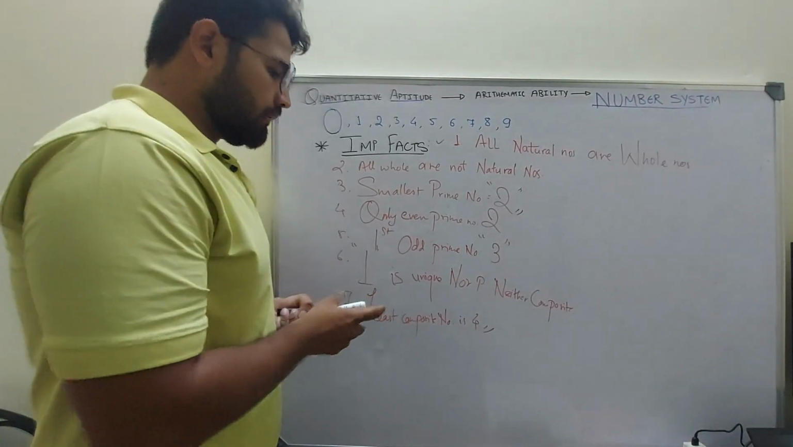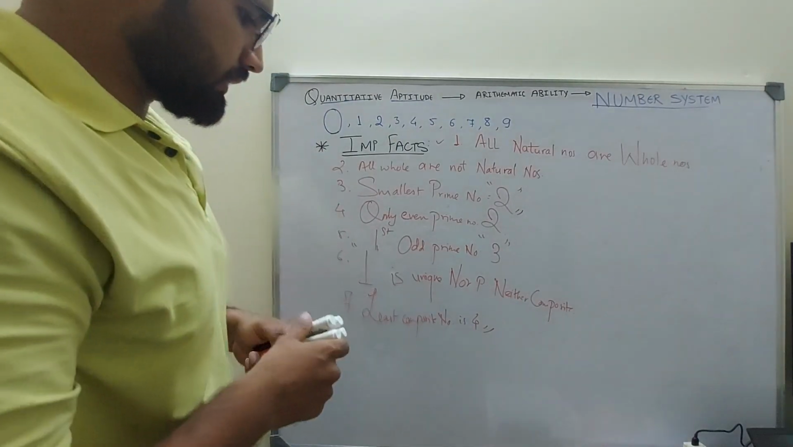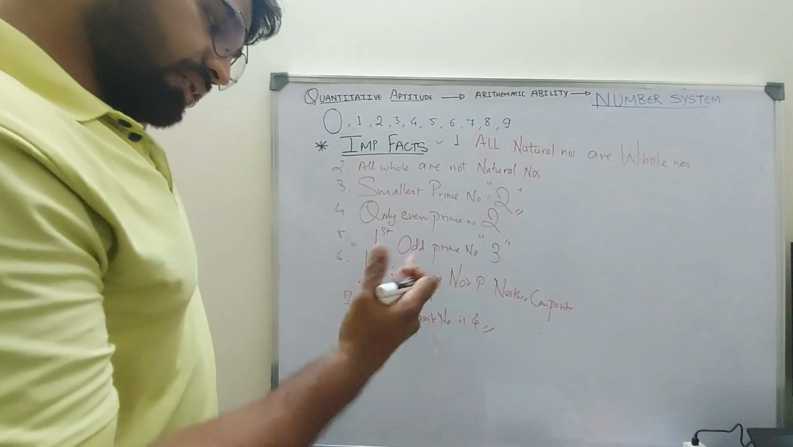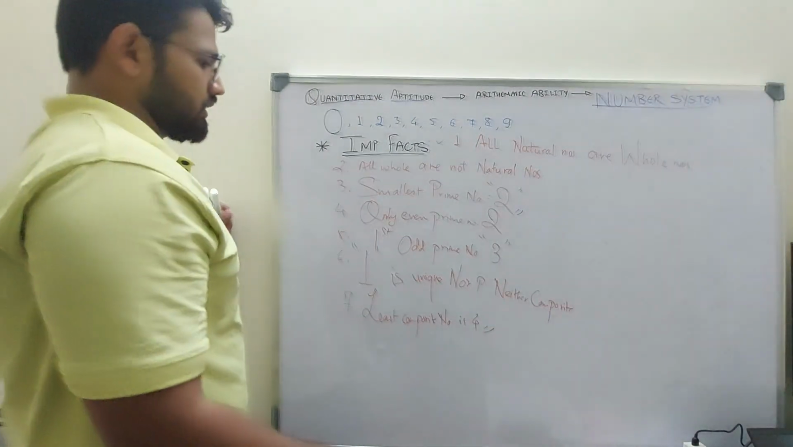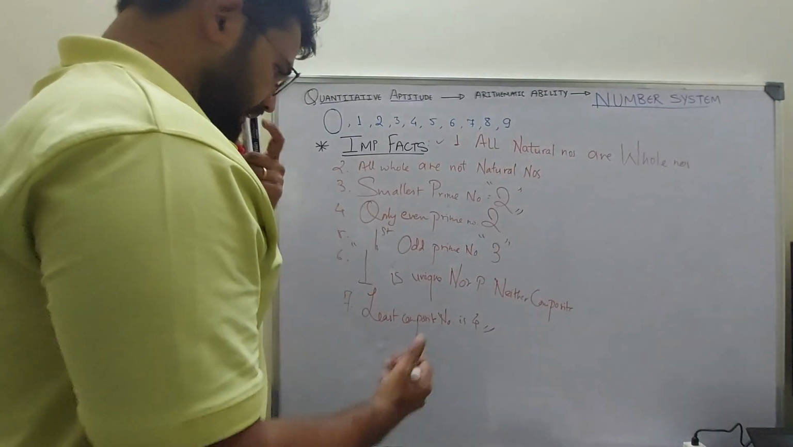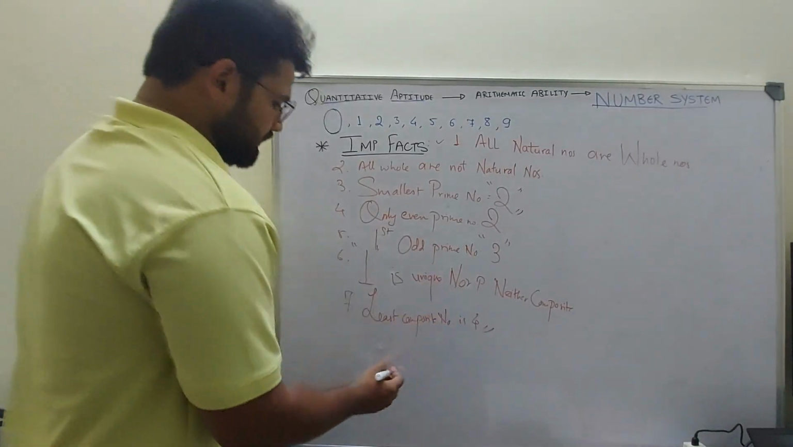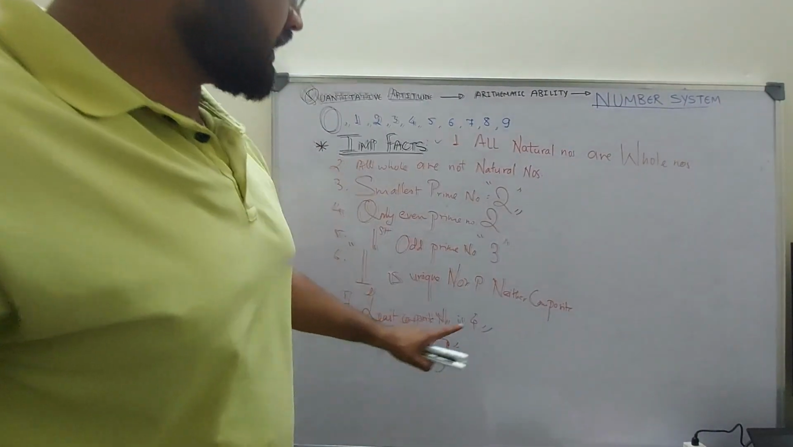Then one more fact is that the least odd composite number is 9, because let's see, after this, 5 is prime. 6, no, it's even and composite. And 7, no. So 9 will be there. Okay, 9 is the least odd composite number.